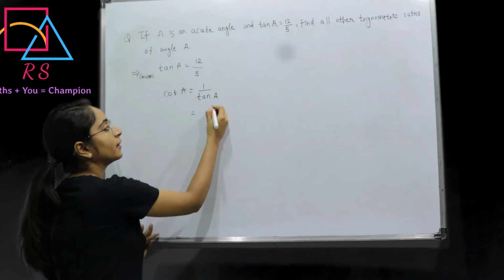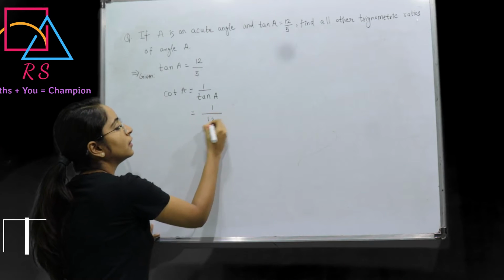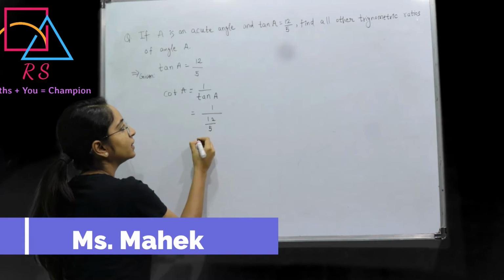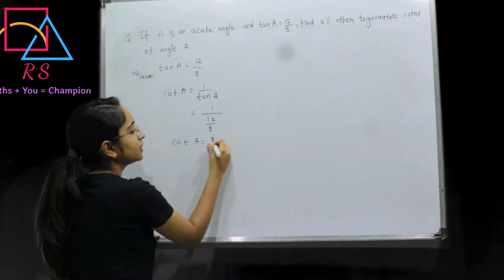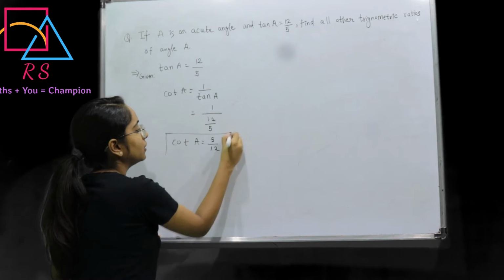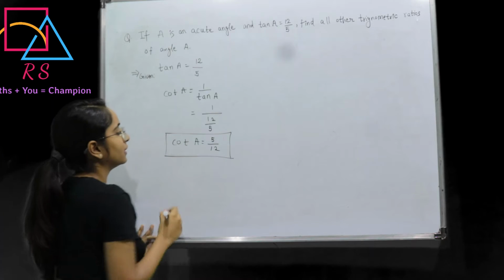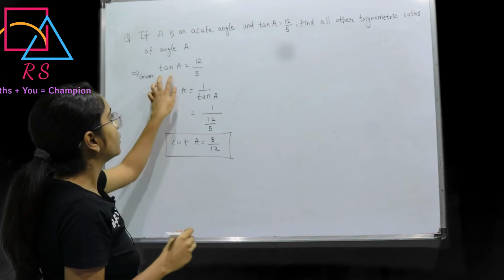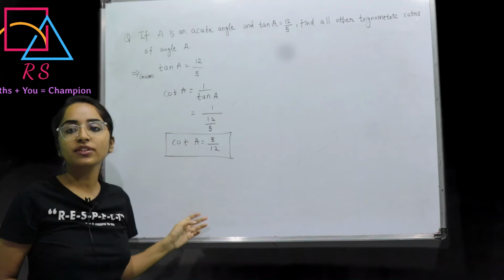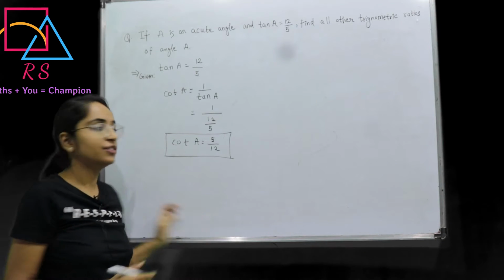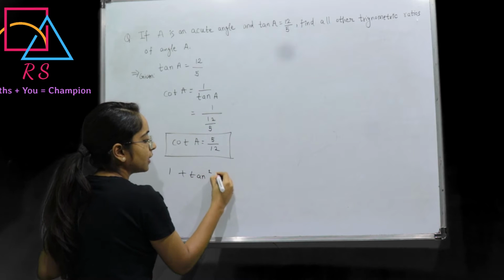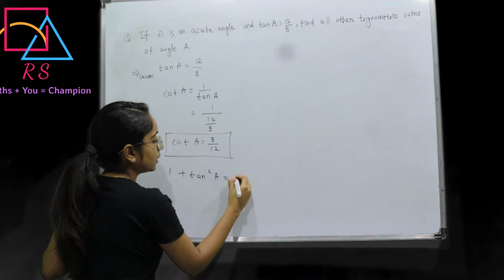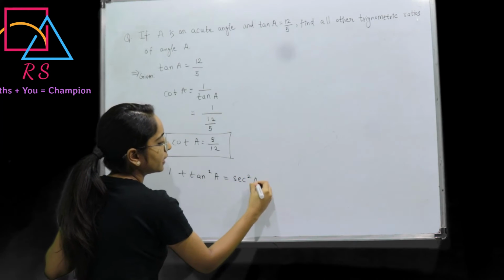I will put the value in the formula and thus I will obtain the value of cot A. Thus I get the value of cot A as 5 by 12. Further, I know the value of tan A and I can use the second trigonometric identity which says 1 plus tan square A is equivalent to sec square A.